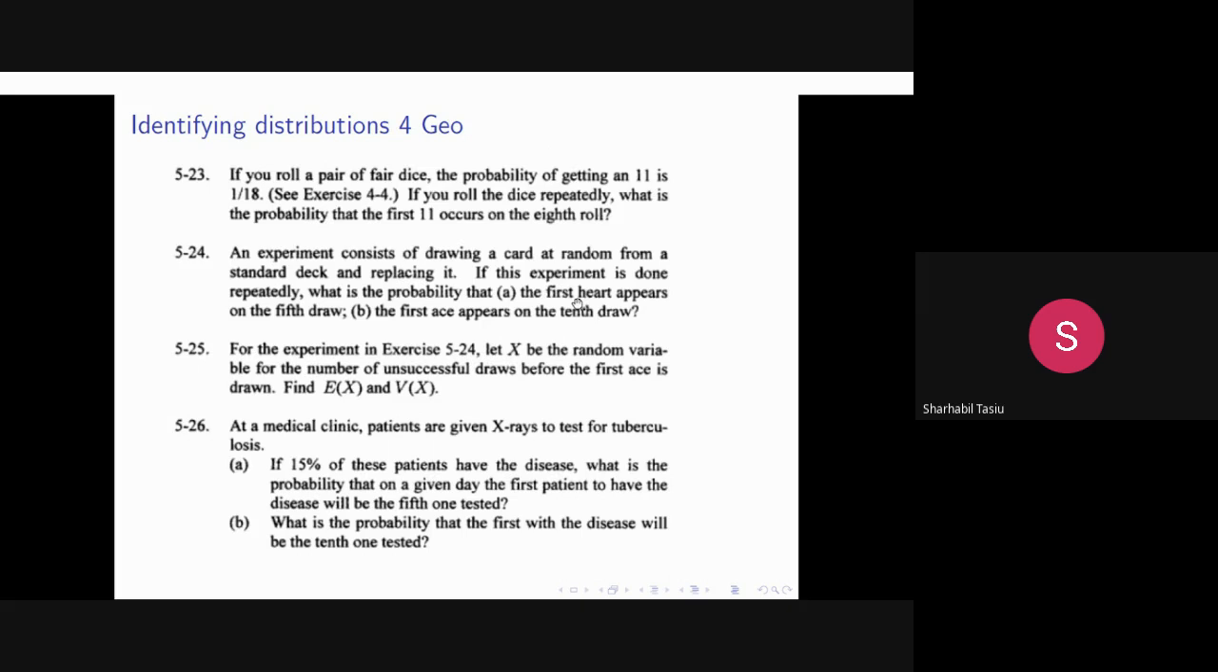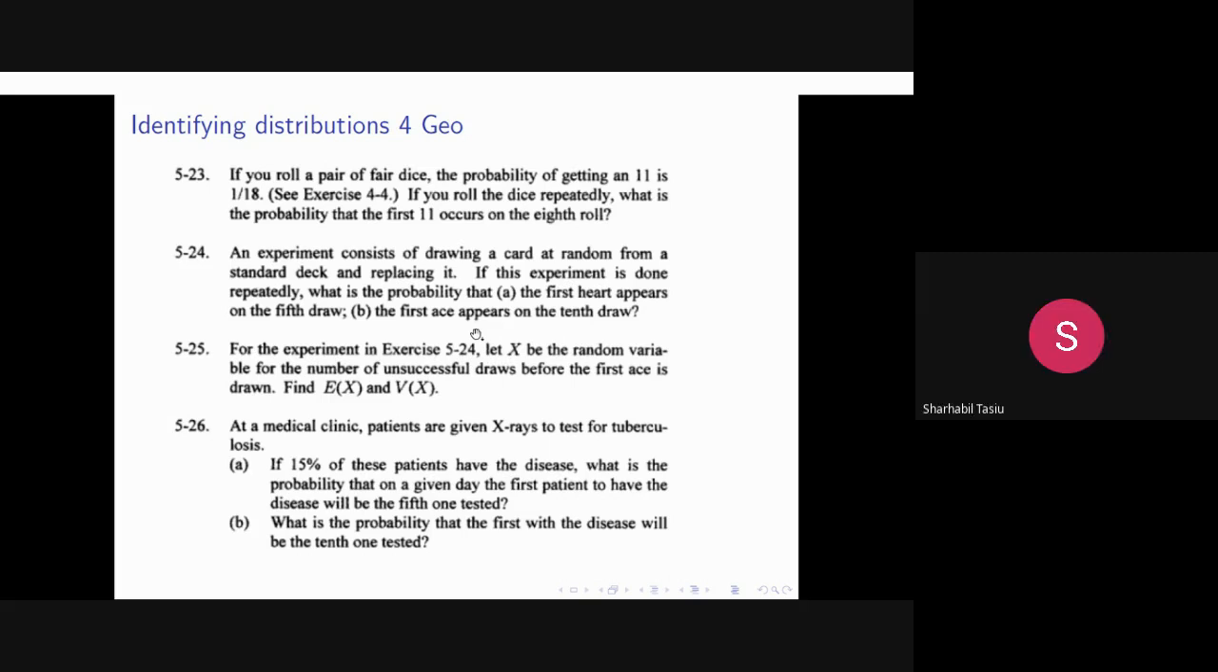Do you understand now? That's where I asterisked it. So here we're interested, our success is heart, which is 1 over 4 or 0.25. Just like here, they give us 1 over 18 as the probability of success in this question, that's 5.23, but in 5.24 our probability of success is 0.25 or 1 over 4 or 13 over 52. So if you replace it in the formula, you can get what you're looking for.